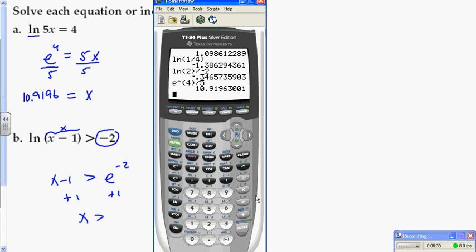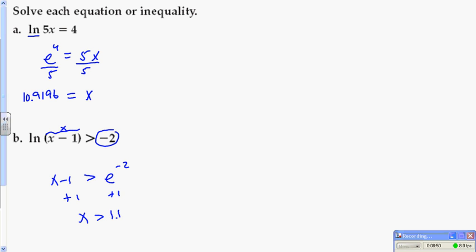So let's plug that in. Second function, ln to the negative 2, parenthesis, plus 1. That gives 1.1353. Now just remember that if it's a less than, you're going to have to cap it off at the end with a 0 because x can't be negative. Okay? And that ends lesson 10.5.